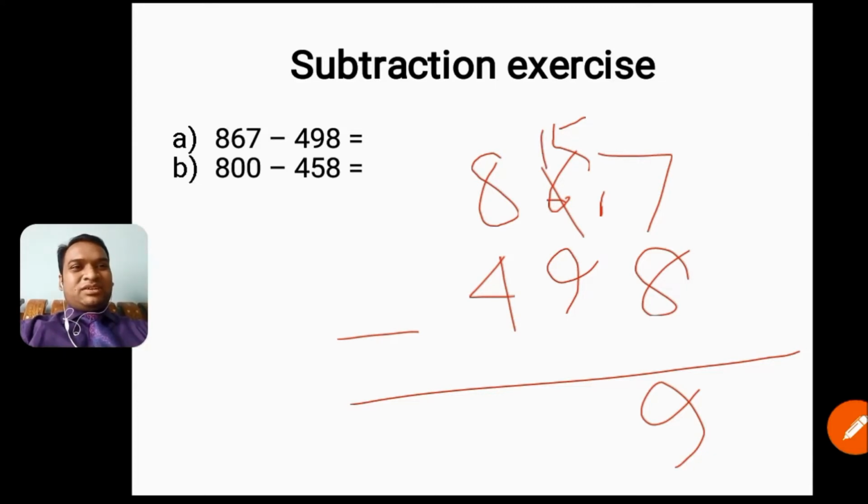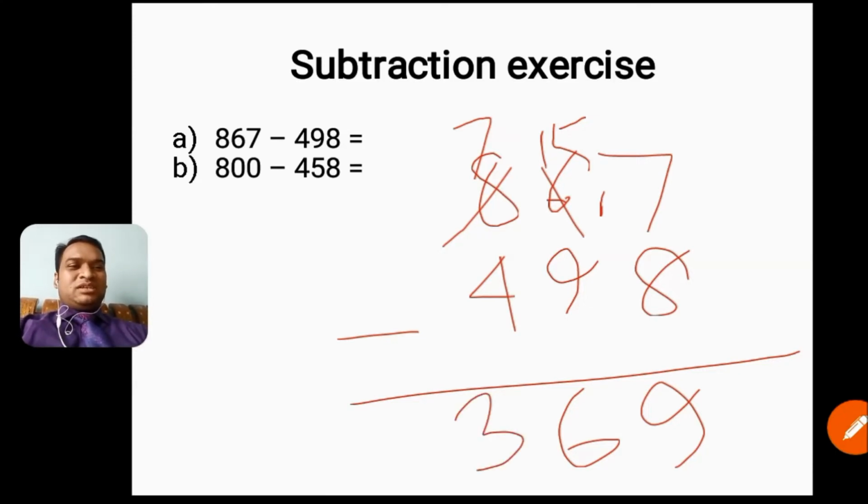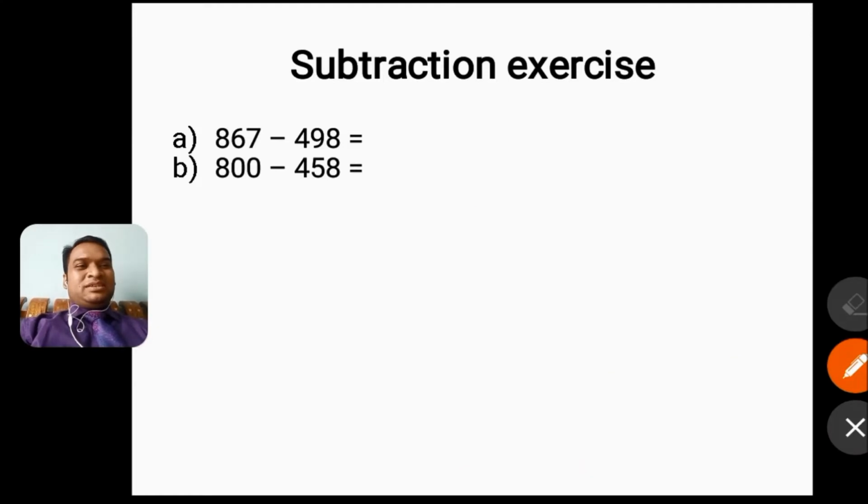So we carry 1 from 8, and 8 becomes 7. And from 15 we'll minus 9. So 9, 10, 11, 12, 13, 14, 15. So here is 6. And from 7 we can easily minus 4. If we minus 4 from 7, then it becomes 3. So our answer is 369. I hope you understand this. Let me erase it, and next we'll go to the next slide.